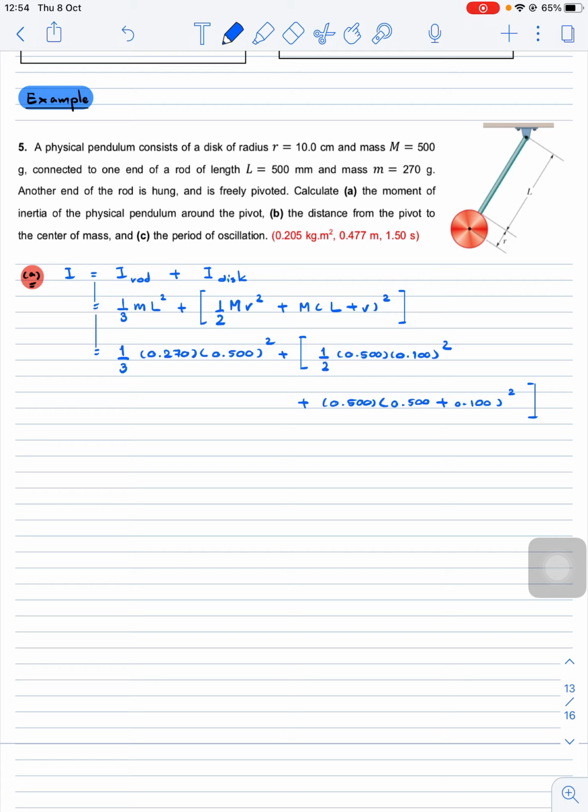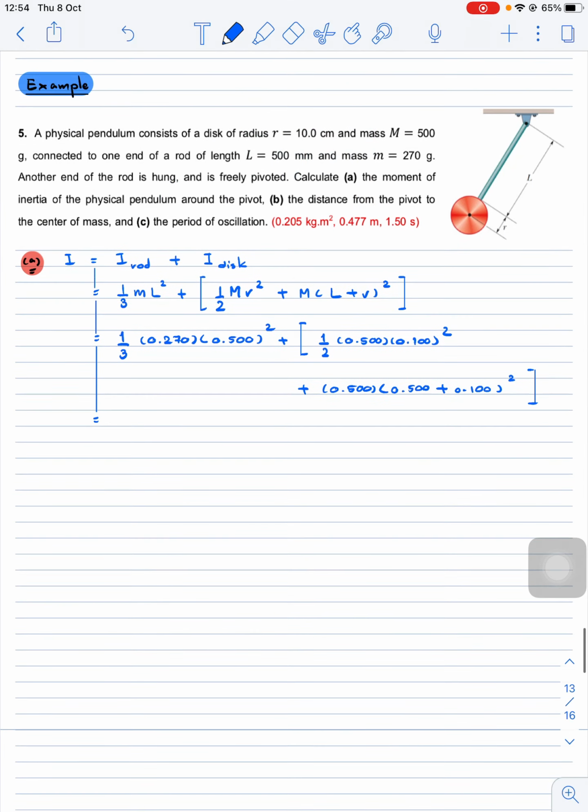So then after using the calculator, one would get that the moment of inertia of the whole system here is going to be equal to 0.205 kilogram times meter squared, and that's it.